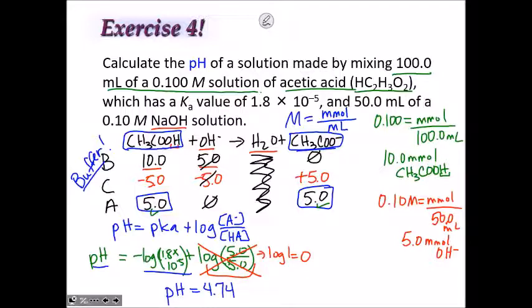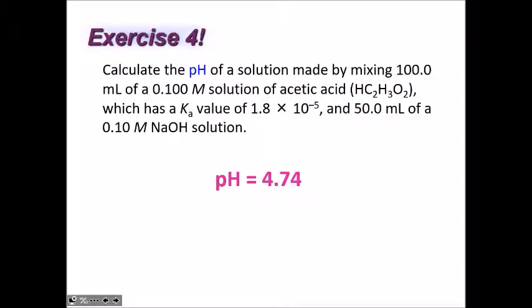So remember, when you have equal amounts of your acid and your conjugate, you're going to end up at the midpoint of the buffer region on the titration curve, and it's going to be just the pKa equals the pH. All right.